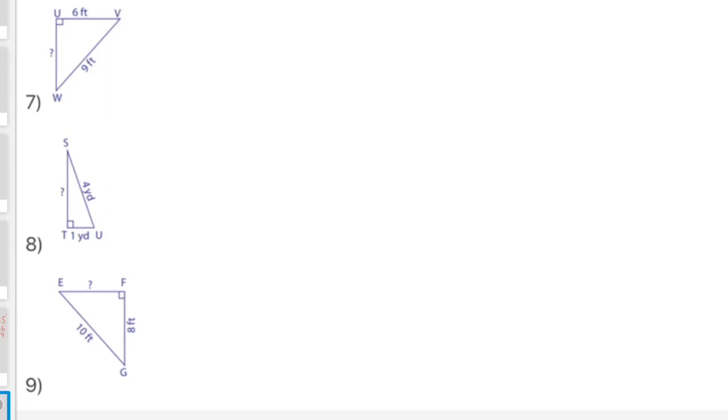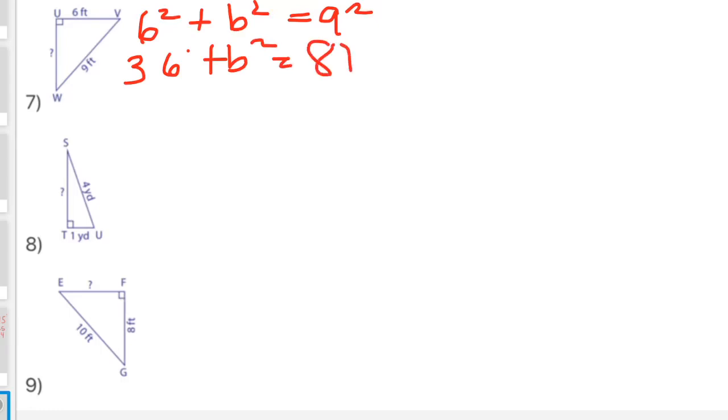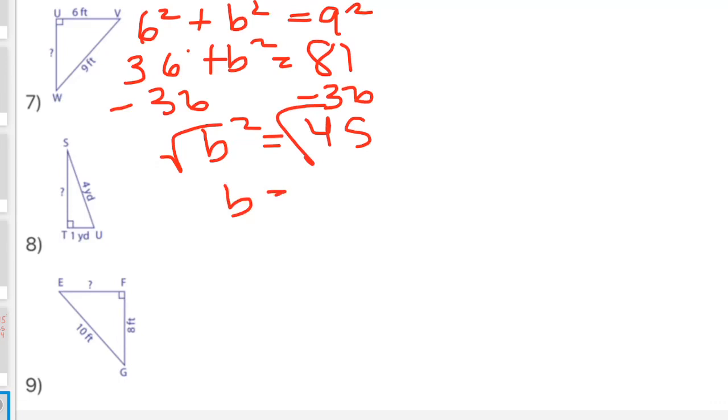So again, on number 7, we are missing a leg. So we have 6 squared plus b squared equals 9 squared. And 6 squared is 36 plus b squared equals 81. And we're going to subtract 36 from both sides. So b squared equals 81 minus 36, which is 45. We're going to find the square root of both sides, and b equals the square root of 45, which is approximately 6 and 7/10. Pause the video and try number 8 on your desks.